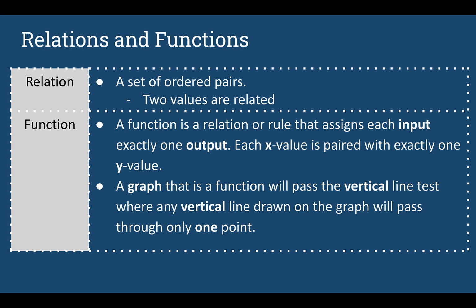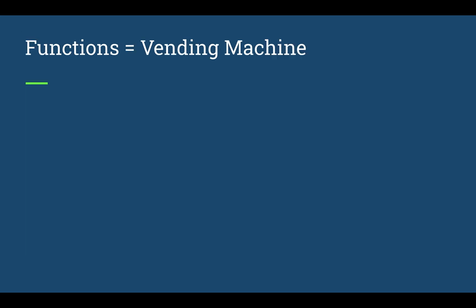And a graph that's a function is going to pass what's called the vertical line test. And that just means that any vertical line that you draw on that graph will pass through only one point. So let's dive into this definition a little bit deeper.